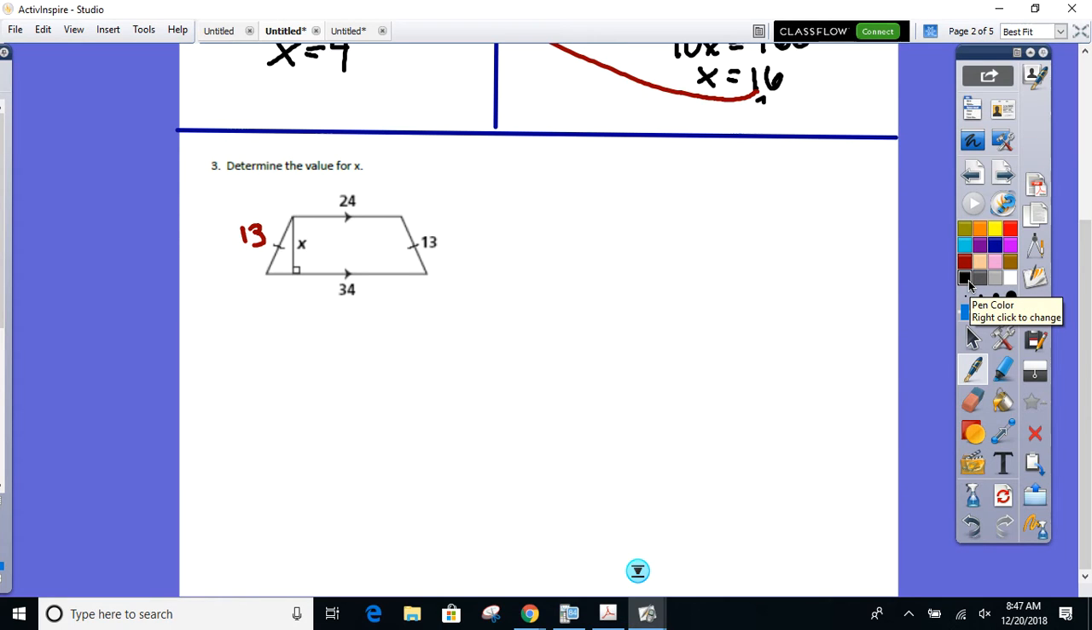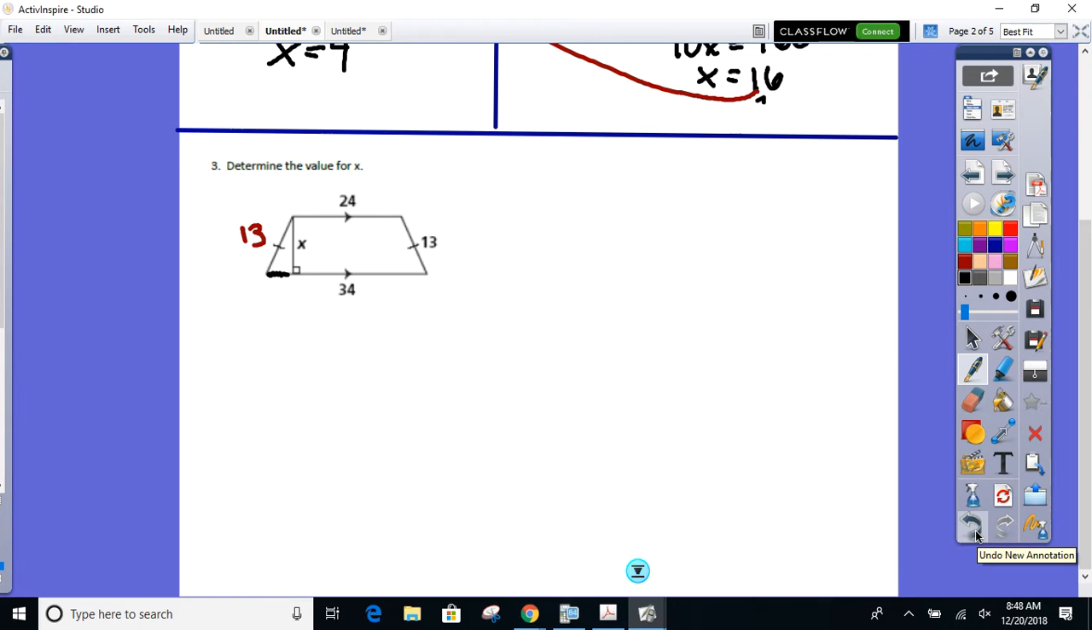Oof, I almost could perform what on this right triangle? Almost. If I knew this little portion right there, I could do Pythag. Can we find that little portion so I can do it?